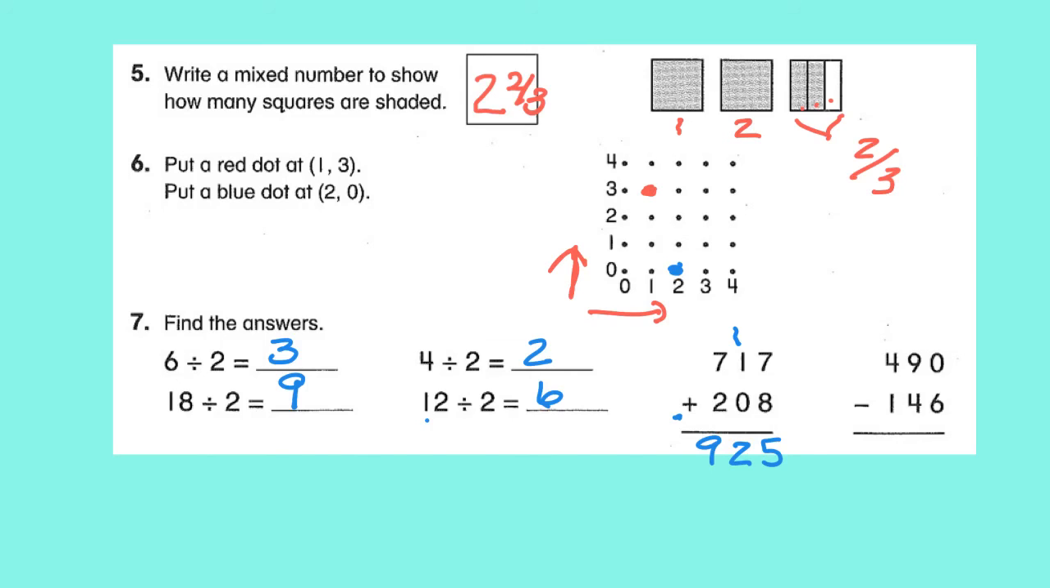The last one, make sure you're noting the symbol again. This is a subtraction problem. 490 minus 146. Can we take 6 from 0? No, we have to borrow from the 9. So change the 9 to an 8. Bring our 1 over to the 0 there, makes it a 10. 10 minus 6 equals 4. 8 minus 4 equals 4. And then 4 minus 1 equals 3.